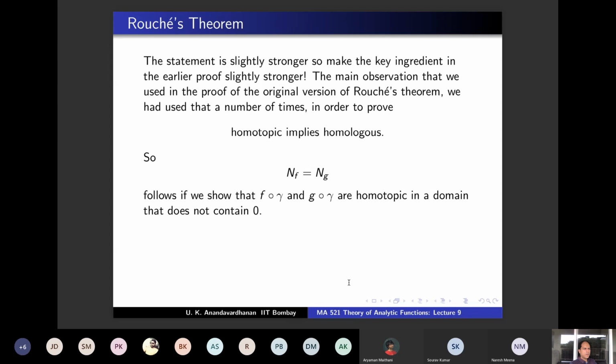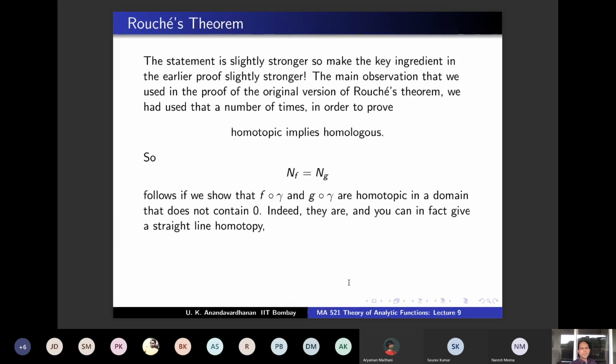Now homologous in omega which does not contain 0, therefore the index of 0 will be equal. So you have to show that these two are homotopic in a domain that does not contain 0. Then your proof of homotopic implies homologous will show that N_F equal to N_G. Now they are homotopic, that's easy.